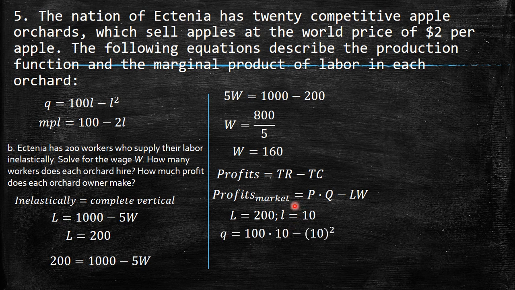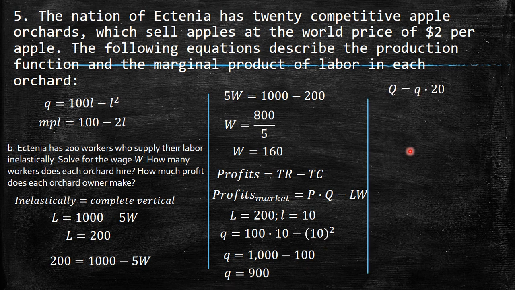So the quantity of each orchard, because this is the function for each orchard, should be 100 times 10, which is the quantity of workers per orchard, minus 10 squared. Then here we have 1000 minus 100, and this is the production for each orchard. If I need to find the production of the whole market, because all are exactly the same, we have 20 times Q. So it should be 20 times 900, which is 18,000. This is the total production of apples of the total market.